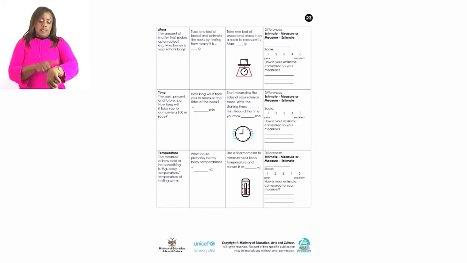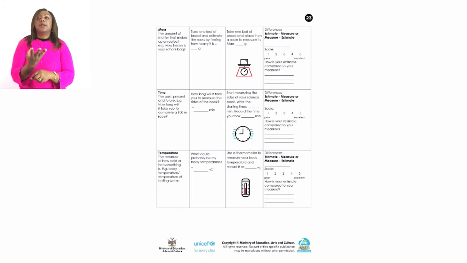Time, we have to continue with time. It tells us about the past, the present, and the future. For example, how long will it take to complete a 100-meter race? To estimate that, you need to make a smart guess. And then to measure that, you have to use your stopwatch. And the instrument that we use to measure time, we use clock or the watch. There are two types. There is digital clock and analog.